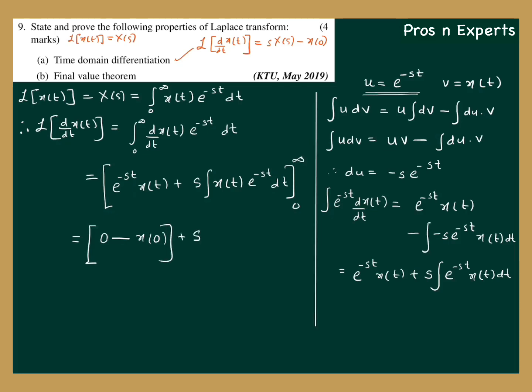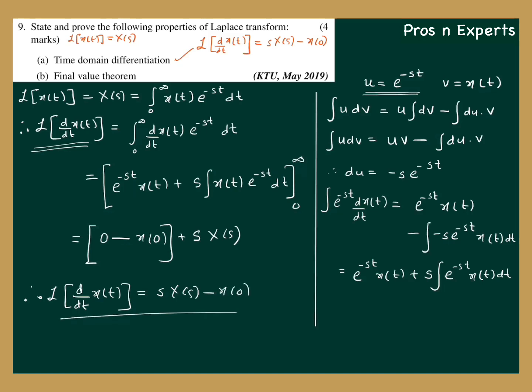Plus s into, before putting on the limit into this expression, what is the integral of x of t e raised to minus st dt? It is nothing but X of s, right? X of s is the integral of x of t e raised to minus st dt. So I can write X of s. Okay, so combining, the Laplace transform of the derivative d by dt of x of t will give s into X of s minus x of 0. So we have got what we needed to prove. Okay, so hence the proof.